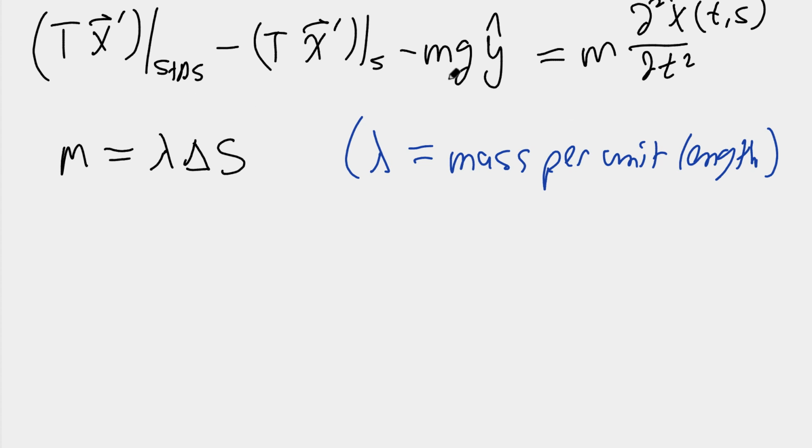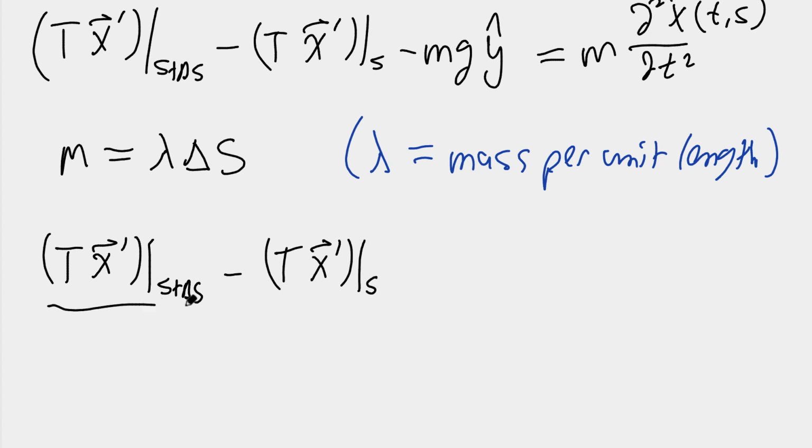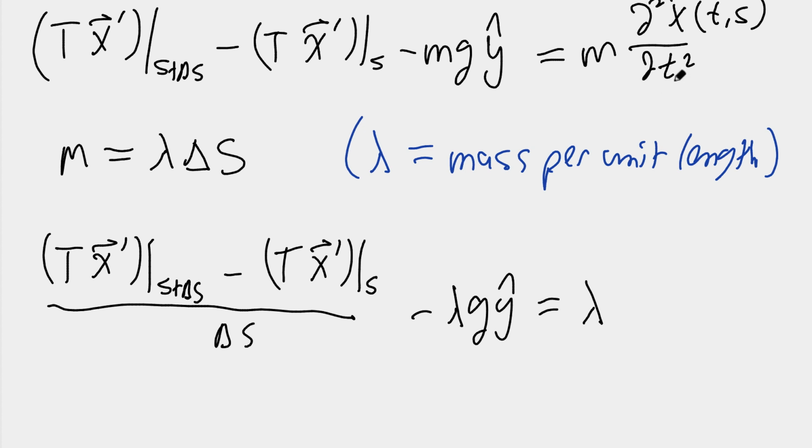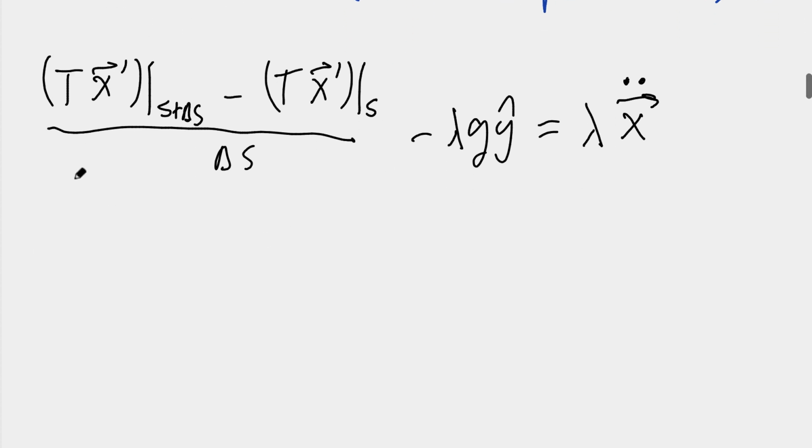Then, in this expression, inserting this for the mass and dividing through by delta s, we have T times x vector prime at s plus delta s minus T times x vector prime at s, divided by delta s, minus lambda g times y hat equals lambda times the second time derivative of x, which we'll just denote by x double dot. So I'm using the notation where dots denote a time derivative. In the limit as delta s goes to 0, this expression just gives the derivative with respect to s of the quantity in parentheses here.